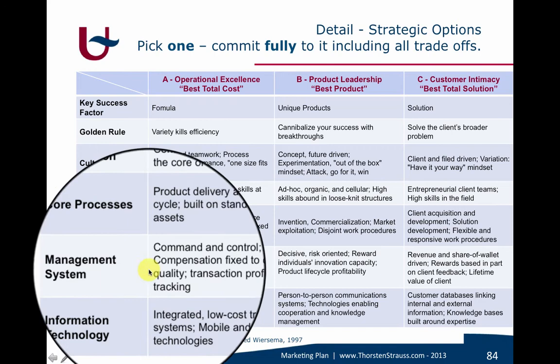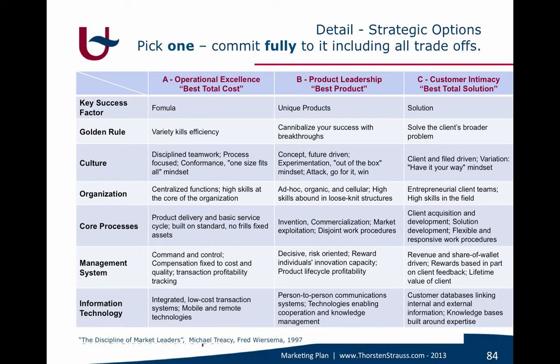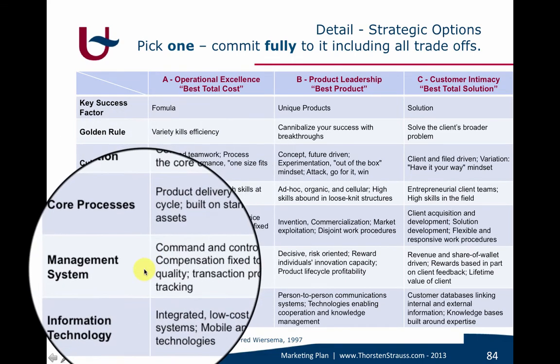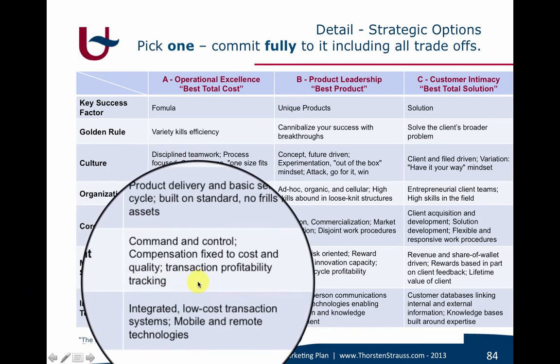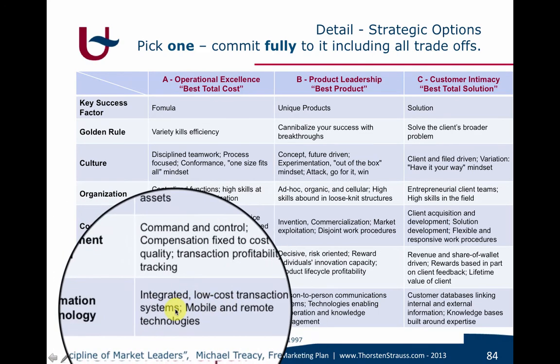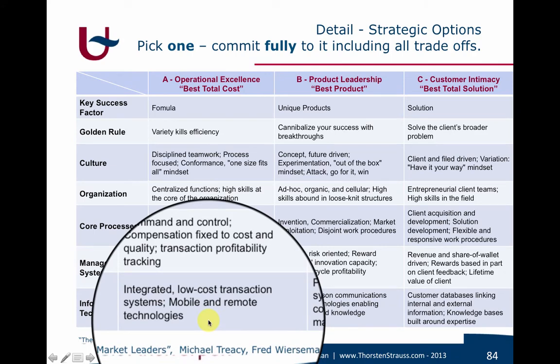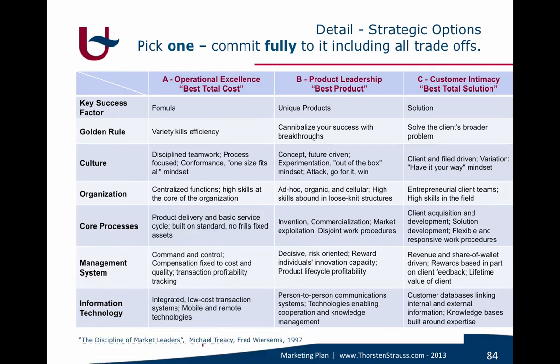The management system is command and control, meaning it's very cost reduction. There's not going to be much business travel. It's not going to be an exciting company. It's very cost conscious, so it's very tight. Information technology is integrated. It's low cost transaction. It's mobile and remote technologies. Really focusing on driving out all costs.